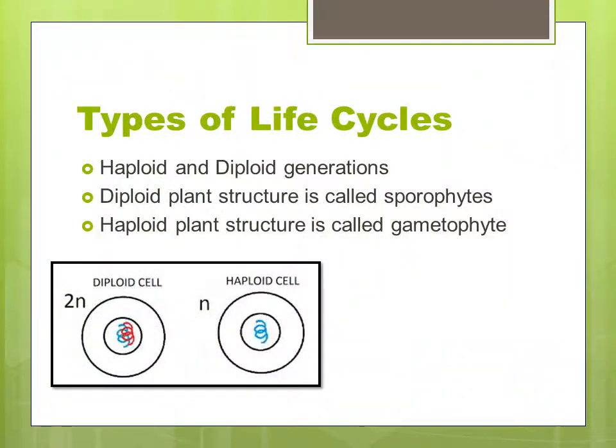There are two types of life cycles. You have both haploid and diploid generations, which we will talk about later. The diploid plant structure is called sporophytes, while the haploid plant structures are called gametophytes.